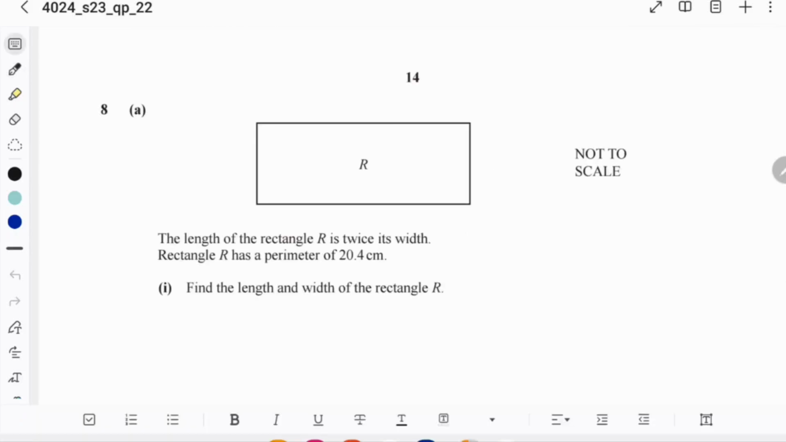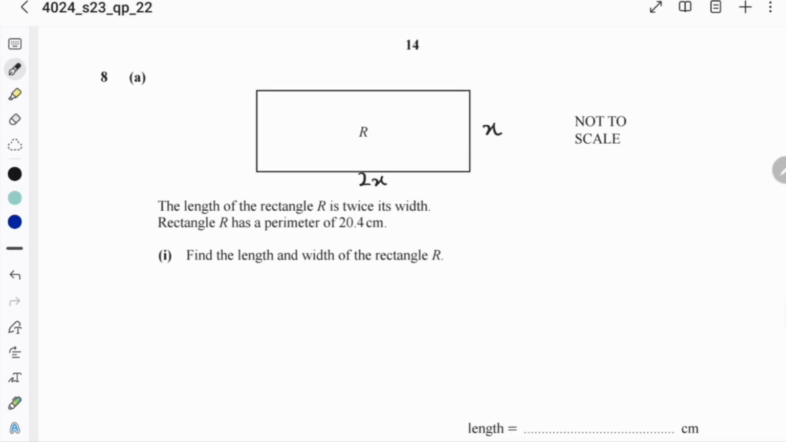Now the next question, 4024, May June 2023, paper 2, question number 8, a mensuration question. A rectangle we can see in this question. The length of the rectangle R is twice its width. So for example, the width is x and the length is 2x. The rectangle R has the perimeter 20.4. We are going to find the length and width of rectangle R.